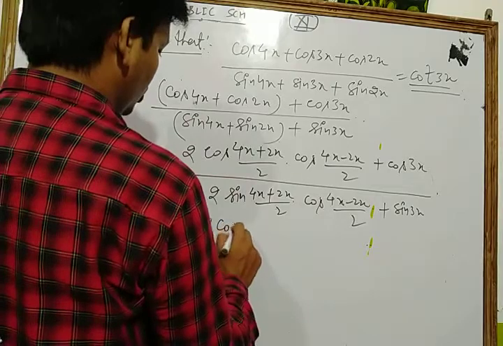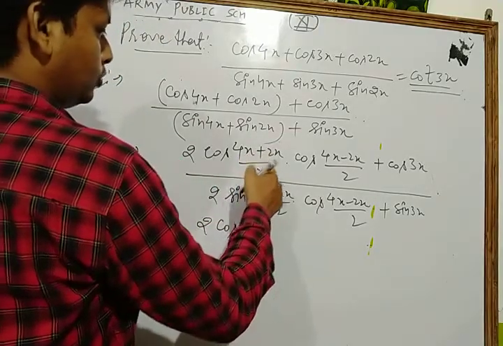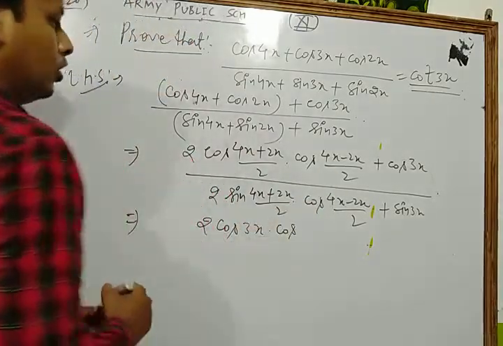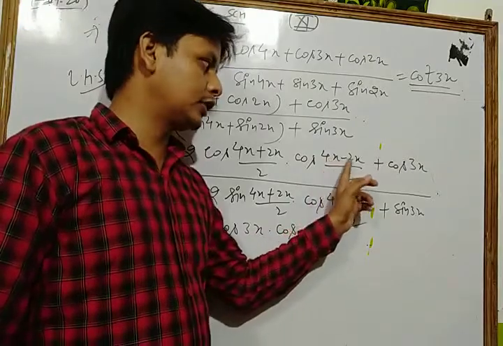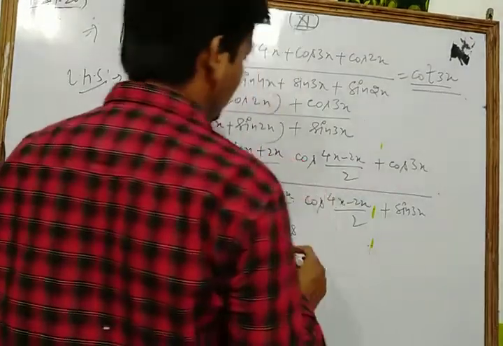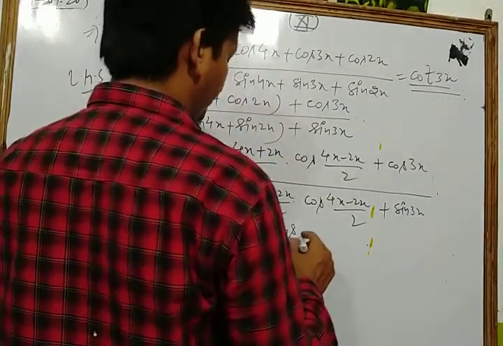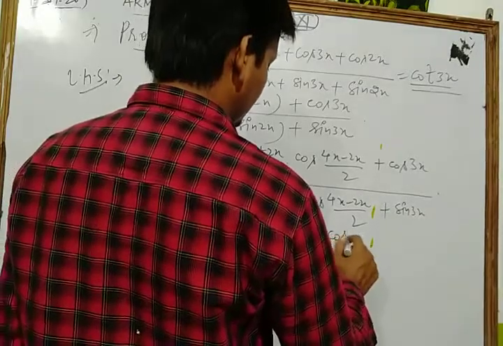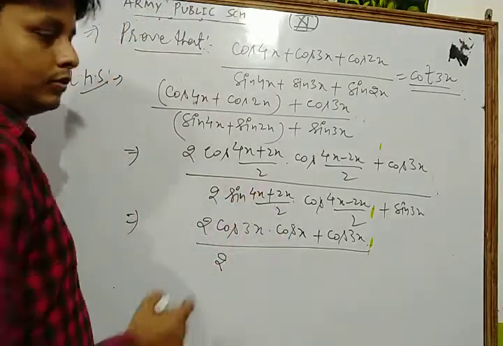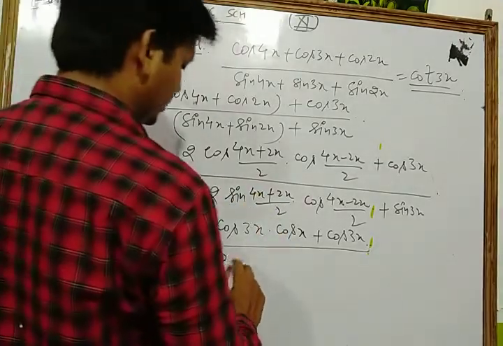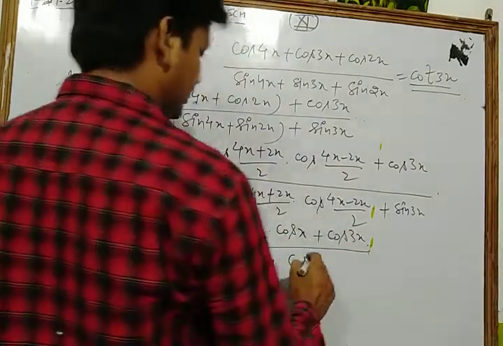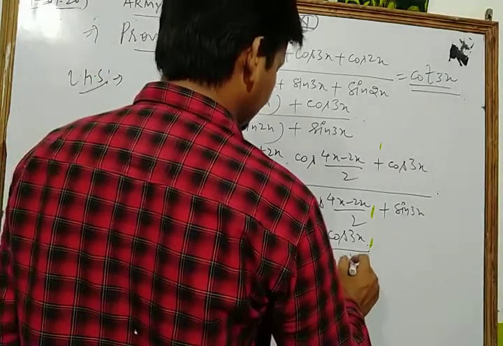Now let's see, here what do I get? 2 cos (6x upon 2), that is 2 cos 3x, into cos (4x minus 2x) upon 2, the 2 cancels out, so what do I get? Cos x only. Plus cos 3x, right, as it is. Same in the denominator: (4x plus 2x) is 6x upon 2, that is 3x, so 2 sin 3x into cos x is left, plus here we write sin 3x as it is.